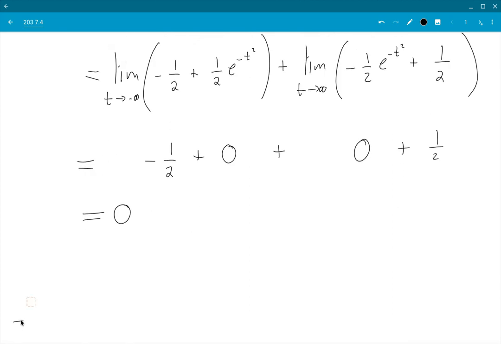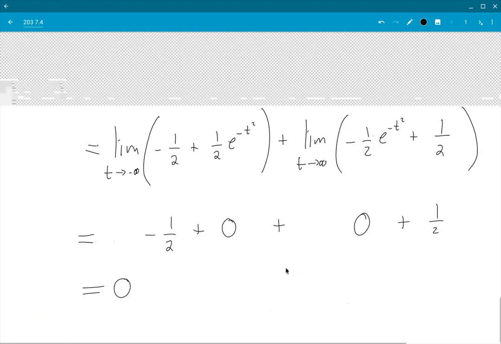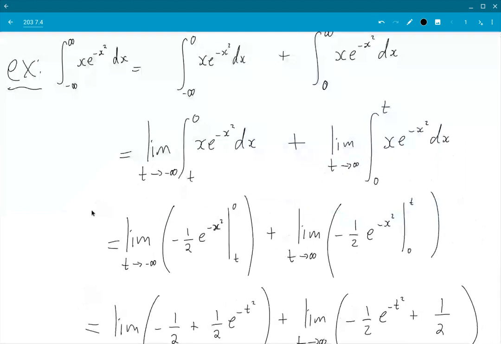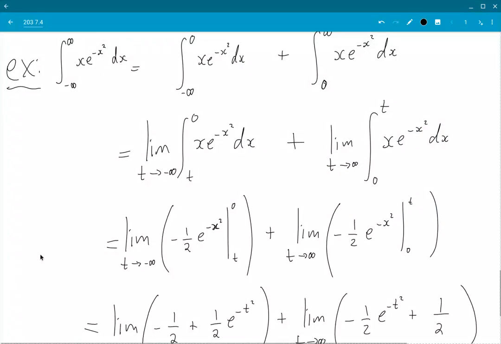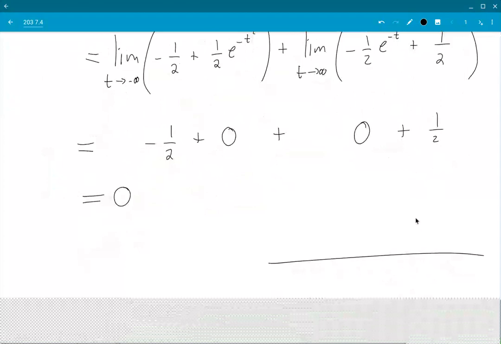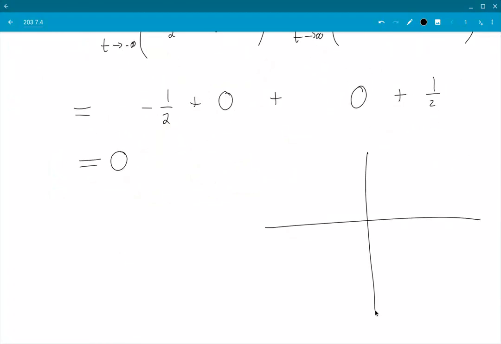Why do we get zero? Well, what I know is that the integrand here, what does that look like? Goes through zero, zero, and does probably something like this, and then has the mirror image over there. So this area is canceling out this area. So we get zero.